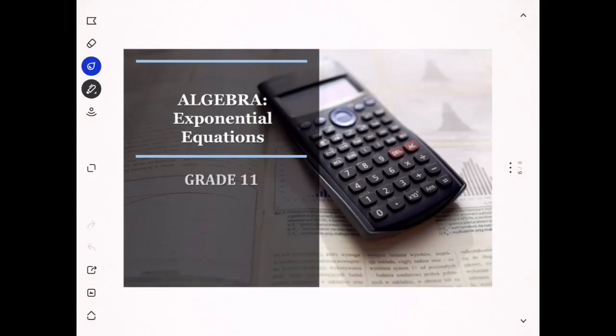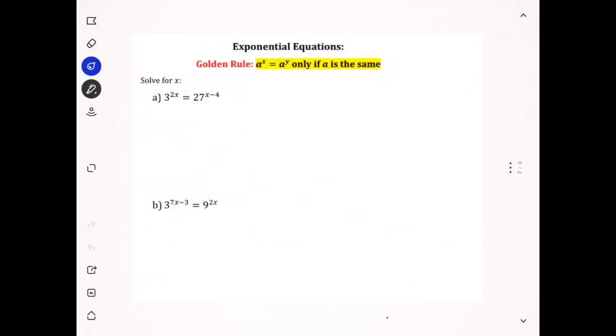In this video, I'm going to show you how to do exponential equations for grade 11 level. The golden rule for exponential equations is that a to the x is equal to a to the y only if a is the same. This means that the base on both sides of the equation needs to be the same base. The key here is to get the bases into a product of its prime factors, as in an exponential form. So let's start with examples to show you how to do these.